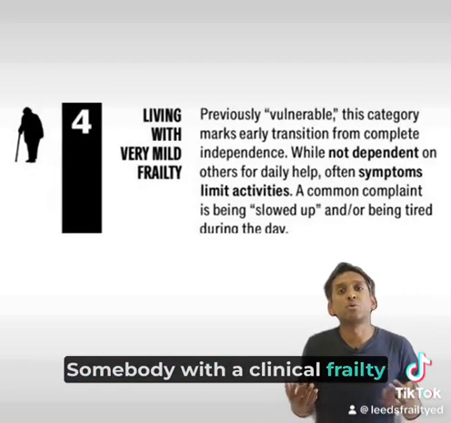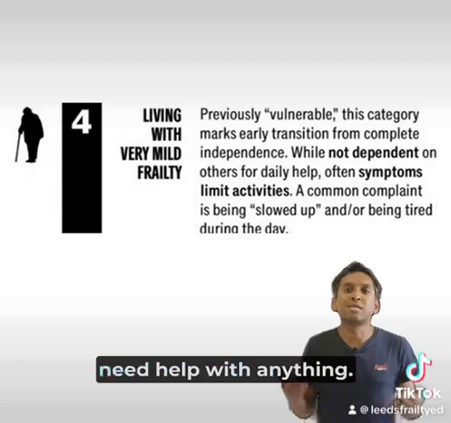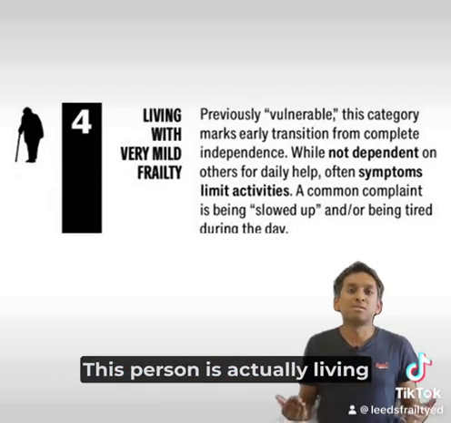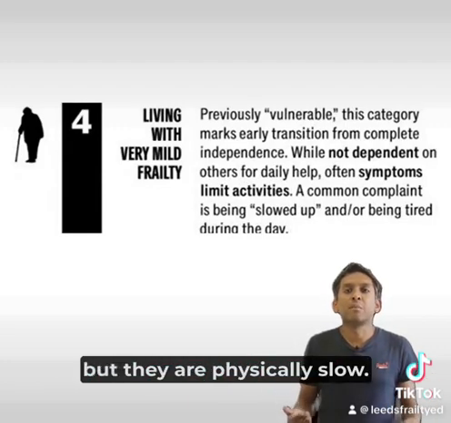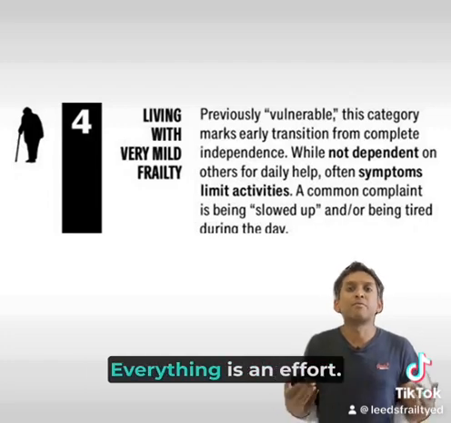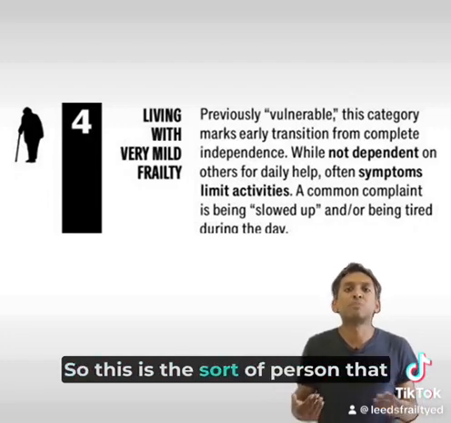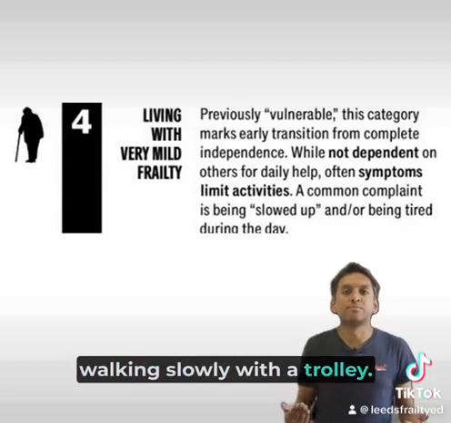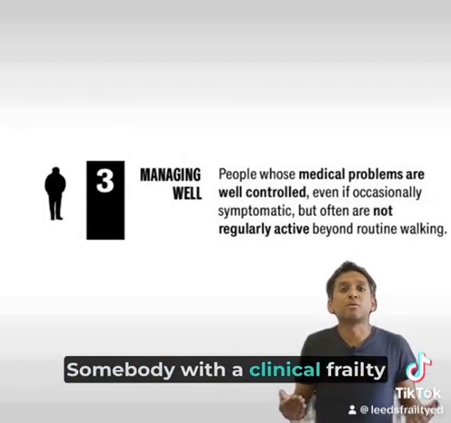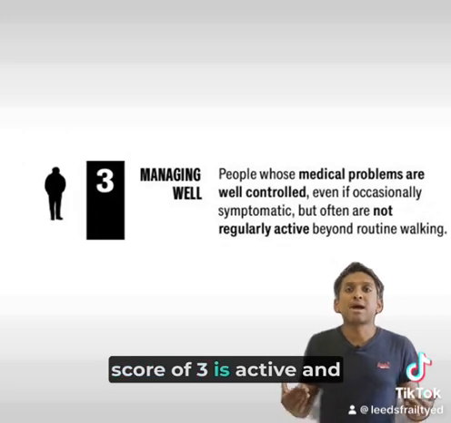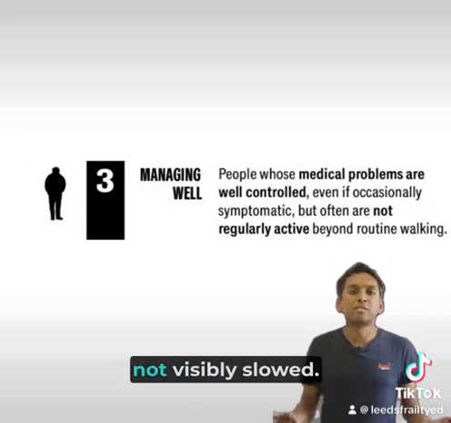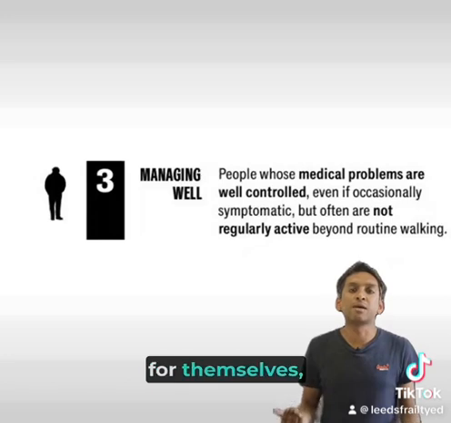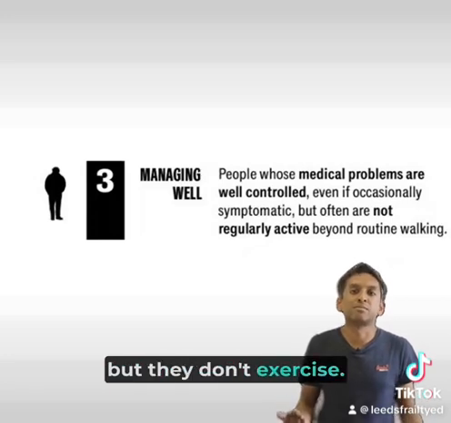Somebody with a clinical frailty score of 4 doesn't actually need help with anything. This person is actually living an independent life, but they are physically slow. Everything is an effort. So this is the sort of person that you might see in the shops, but walking slowly with a trolley. Somebody with a clinical frailty score of 3 is active and independent. They are not visibly slowed. They can do everything for themselves, but they don't exercise.